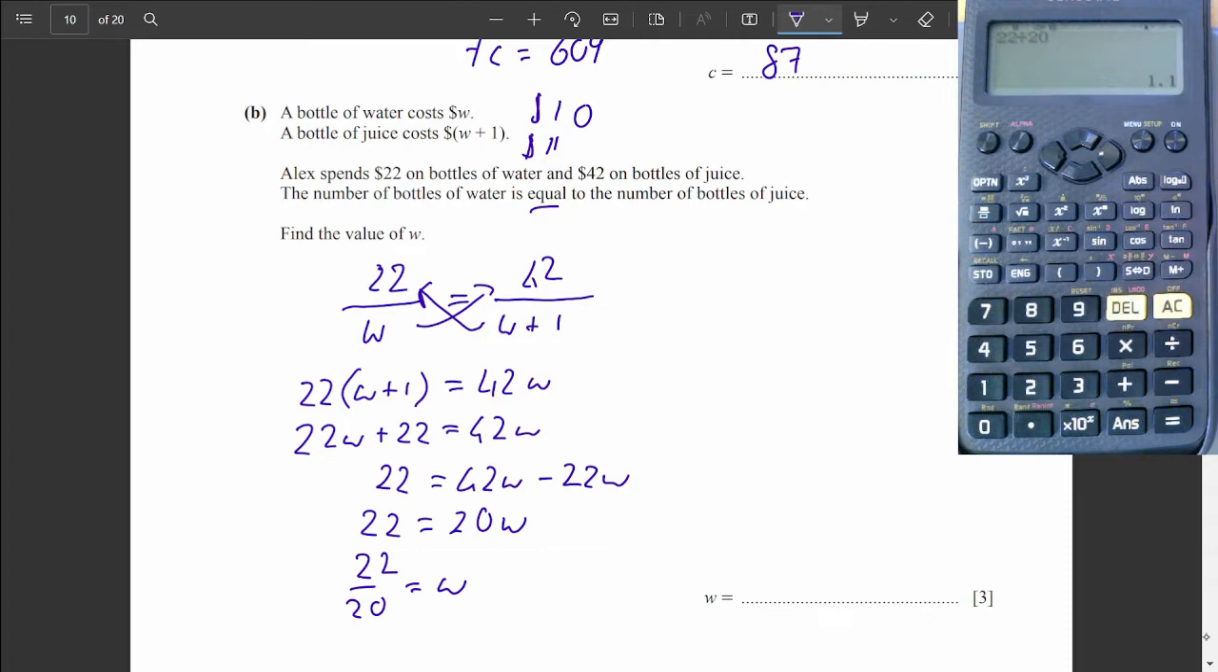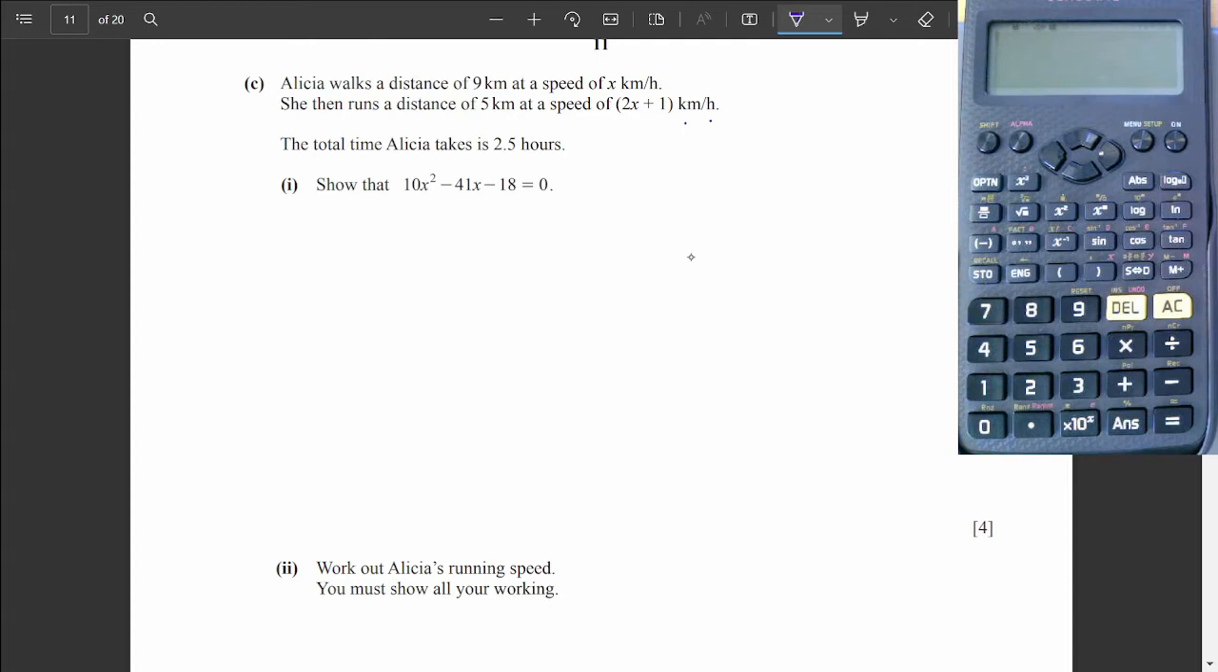W equals 1.1. We've done it. Well done. Question 7c. The moment we see distance, speed, time, you need your little triangle. Remember driving down the highway: you're going 120, that's the speed. Kilometers, that's the distance. Per hour, that's the time.